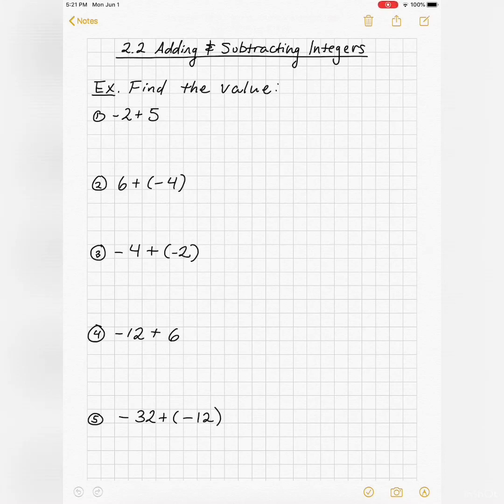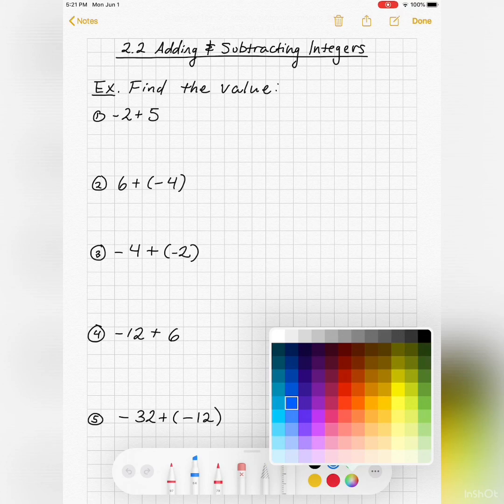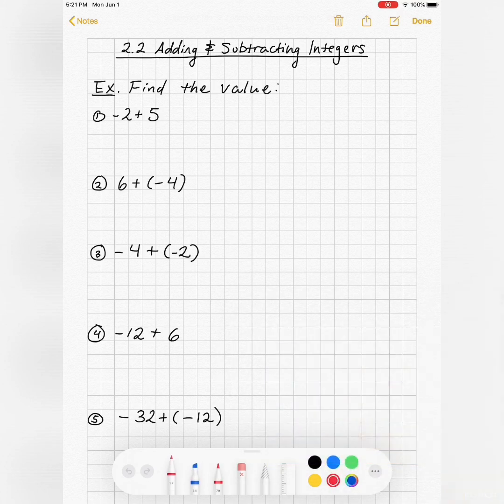Okay, 2.2 takes a look at adding and subtracting integers. So this is something I know you're probably familiar with, but this will be a nice little review. So let's see. Find the value. So we did a little bit of this already in the last section.